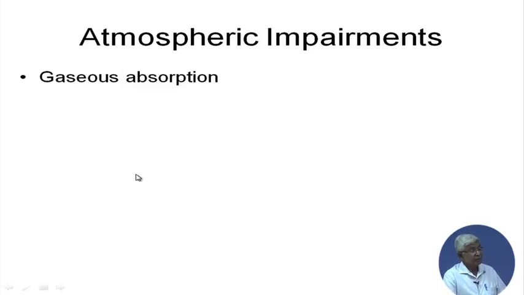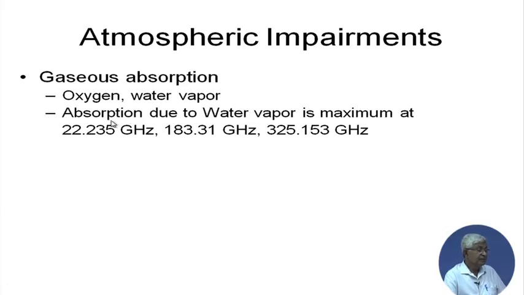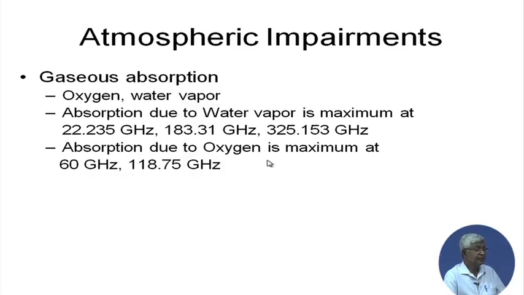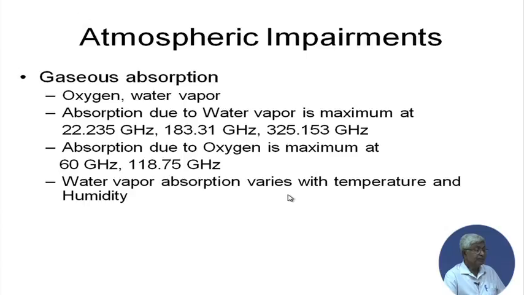Now what are the other possible attenuations other than rain? There could be gaseous absorption. Air is a form of gases, which is oxygen, and maybe water vapor also, in the gas form of water. It has been seen that absorption due to water vapor is maximum at some particular frequencies, that is at 22 gigahertz, at 183 gigahertz, 325 gigahertz, etc. And absorption due to oxygen is maximum at 60 gigahertz, 118.75 gigahertz, etc. Water vapor absorption varies with temperature and humidity, that is obvious.